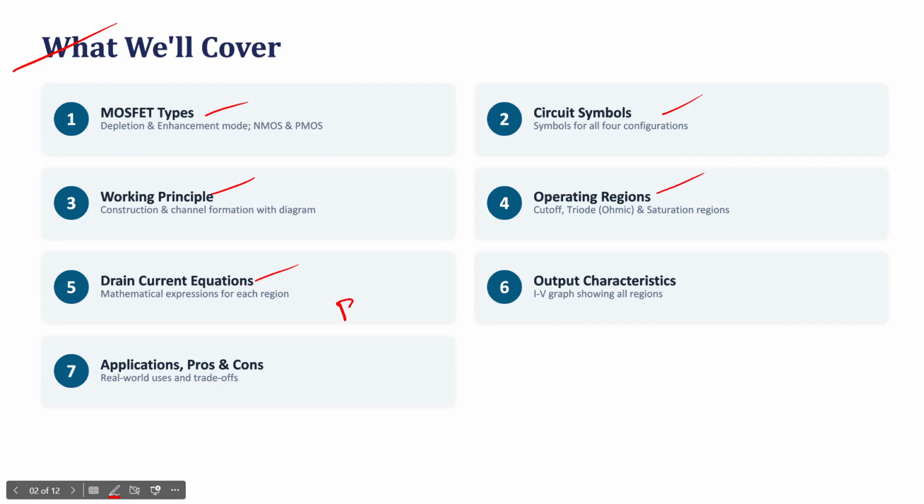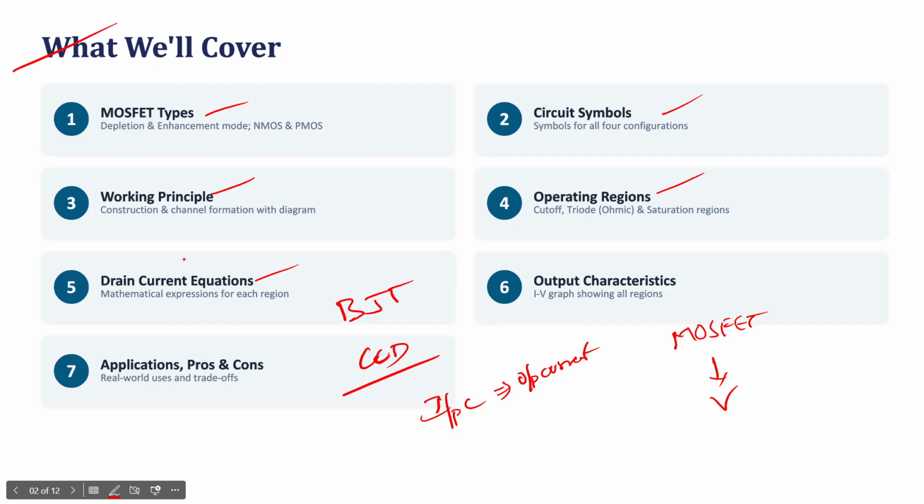In BJT we discussed it as a current control device. What is meant by a current control device? The input current is going to control the output current. In MOSFET, it is the voltage control device. A voltage control device is nothing but the input voltage controlling the output current. Whatever input we give, the output we get will depend upon it.